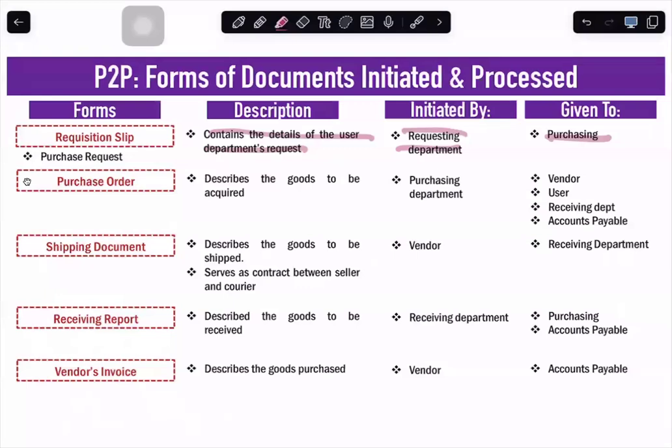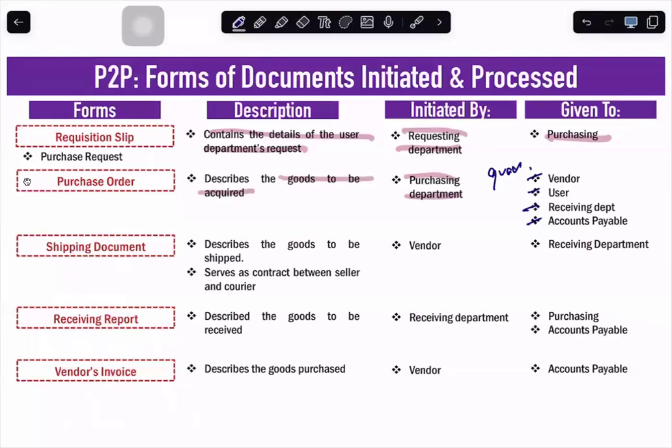Next, we have your purchase order. This describes the goods to be acquired, and the vendor from whom you want it to be acquired. And we said we need to determine the vendor with the least possible cost. It is initiated by the purchasing department and prepared in quadruplicate copy: vendor, user, receiving department, and AR.